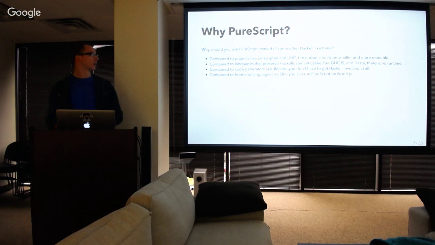And if you used JMacro, you're going to have Haskell involved in your build system, and maybe you don't want that. Maybe you only want Node.js involved. And Elm is actually only for the front end. They don't have any plans that I can tell right now to make it compile and work on Node.js. It's strictly for the browser, which is great because it's good at that. But if you want to use a language that is like that on the back end, you're kind of out of luck.